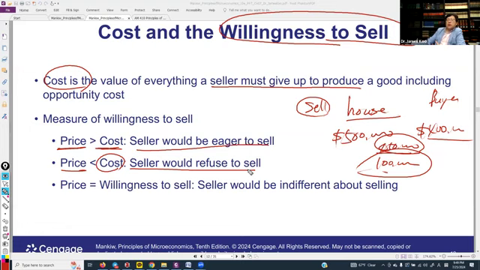the seller would refuse to sell. Oh no, I don't like to sell. And when the price and the willingness to sell are the same, the seller is indifferent about selling. Maybe that is the optimized point.